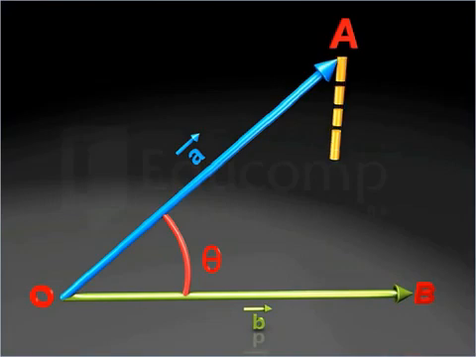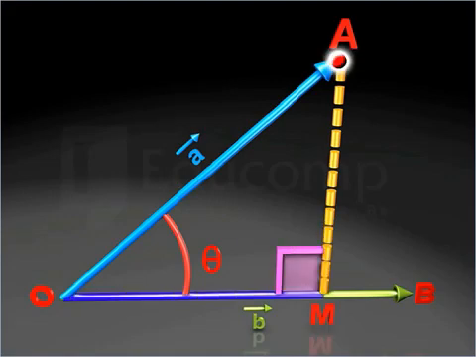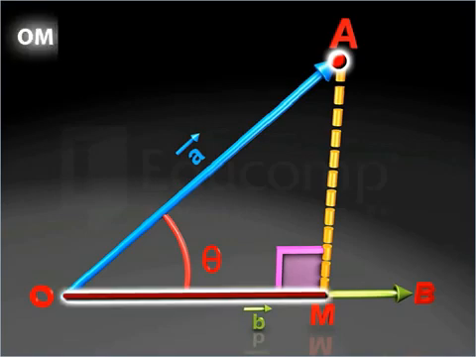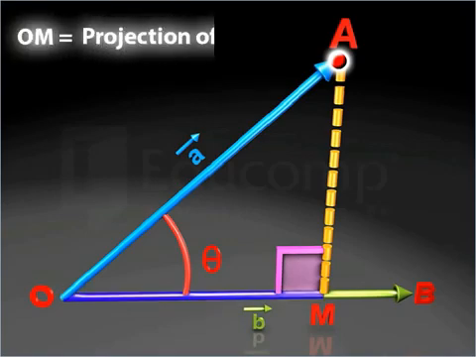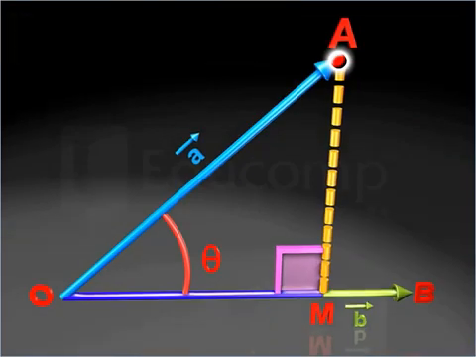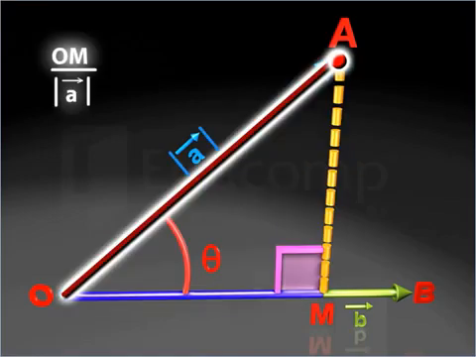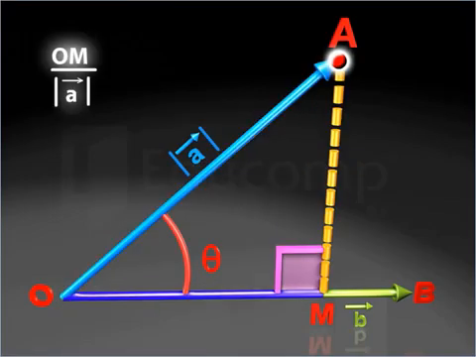If a perpendicular is drawn from the end point of vector A onto vector B, then OM represents the orthogonal projection of vector A on vector B. Now, consider the right triangle OAM. The ratio of the base to the hypotenuse, that is, magnitude of vector A, is equal to cos theta.